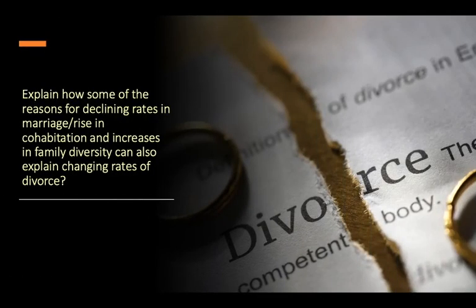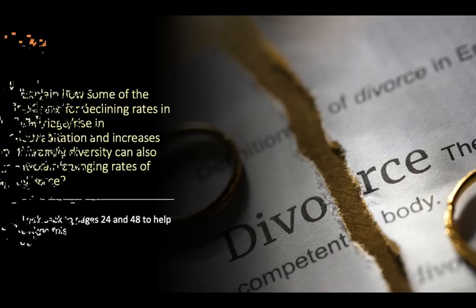Okay, so let's explain how some of the reasons for declining rates of marriage, the rise in cohabitation and increases in family diversity can also explain changing rates of divorce. This will require you to go back to pages 24 and 48 to help you do this. Remember, we looked at why marriage is declining, why cohabitation is rising, and why family diversity is changing. How can the reasons for those three things also explain the changing rates of divorce? I remember we talked about secularization being one of those.